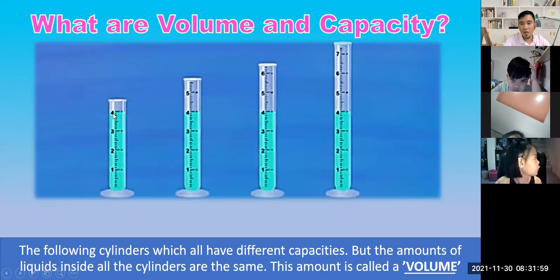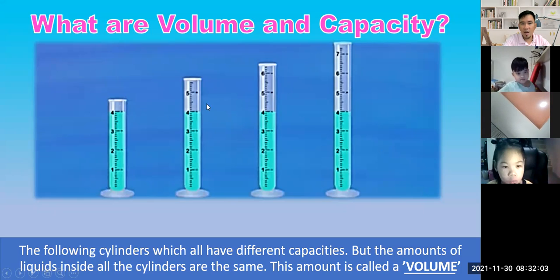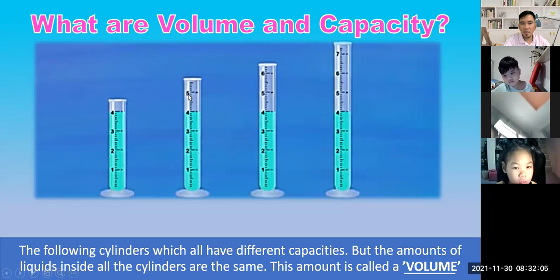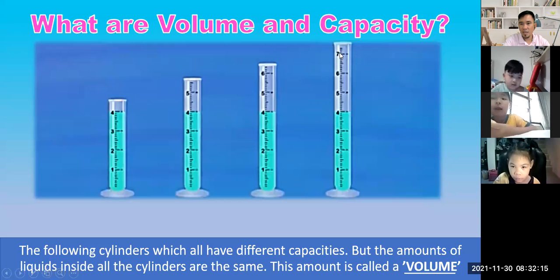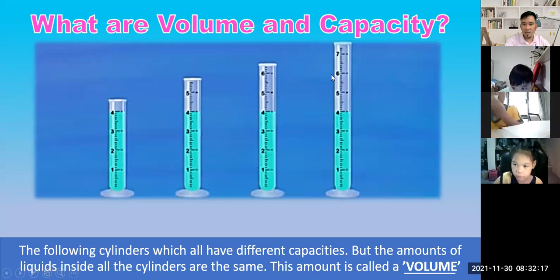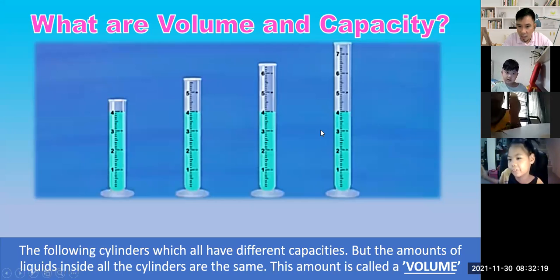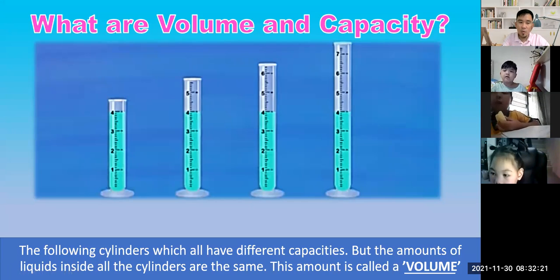It can hold 4. How about this? It can hold 5 liters. How about this one? It can hold up to 6. And this can hold up to 7. Okay, but the amounts of liquid inside all the cylinders are the same.